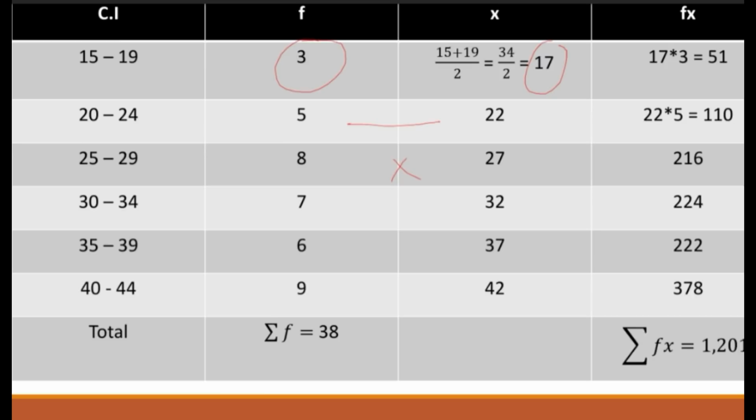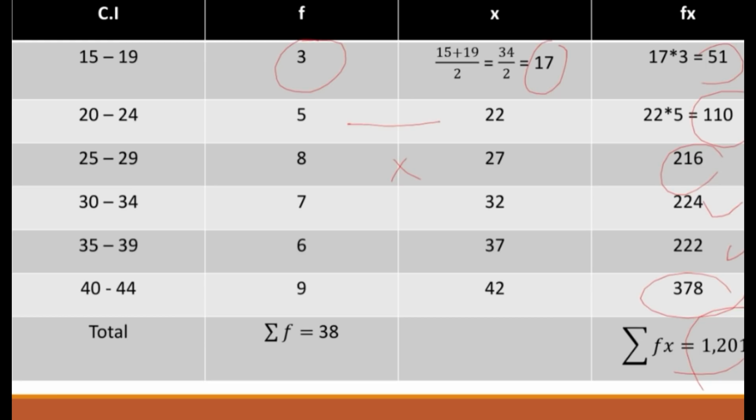After that, take the summation of fx. When you add all these numbers, you will get 1201. For the mean, you need to divide by summation f: summation fx upon summation f. So 1201 divided by 38. How do we get 38? You check here, the sum of f is 38. So 1201 divided by 38, the answer is 31.60.